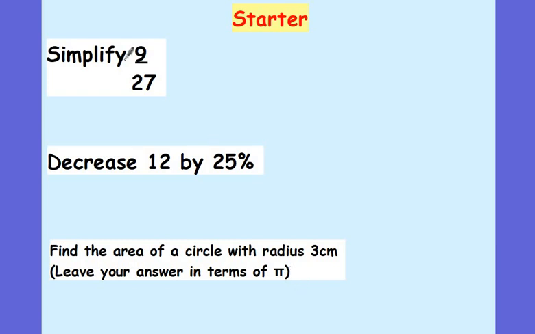Okay, let's go through the answers. So I'm simplifying 9 over 27. When I simplify a fraction, I need to divide the numerator and the denominator by the same number. So what number goes into both 9 and 27, Jake? 9 goes into both 9 and 27, so let's divide top and bottom by 9. 9 divided by 9 just leaves me with 1. 27 divided by 9 leaves me with 3. You might have divided by 3 to give you 3 over 9 and then divided by 3 again to give you 1 over 3. That also works absolutely fine.